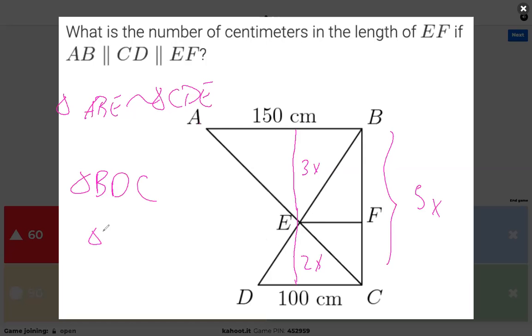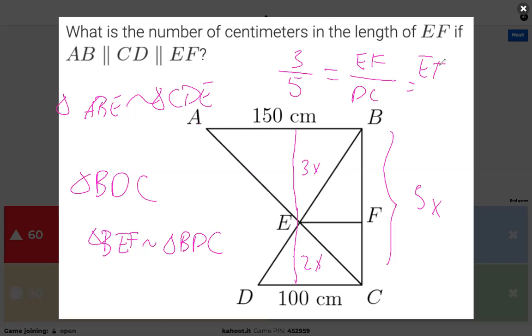So now we take a look at triangle BDC. So notice that BEF is similar to BDC. So the height of BEF is 3x over 5x, which is 3 over 5. And then we also compare EF to DC. EF over DC, so EF over 100. So that means EF is just 3/5 times 100 equals 60.